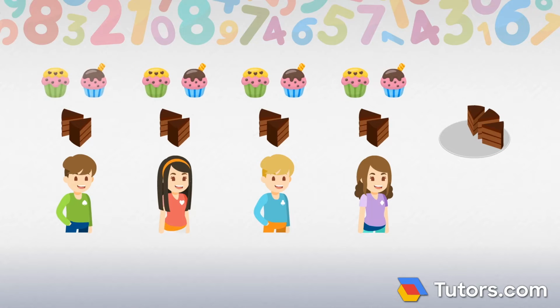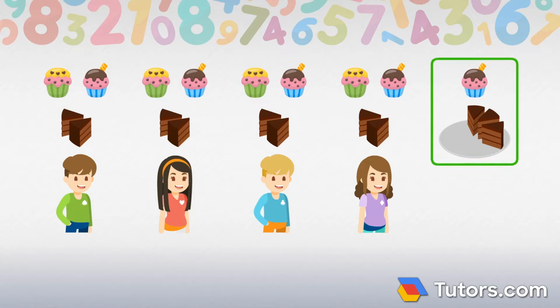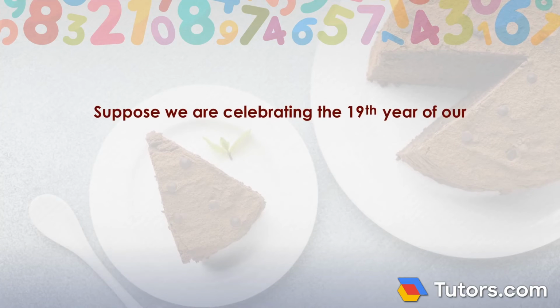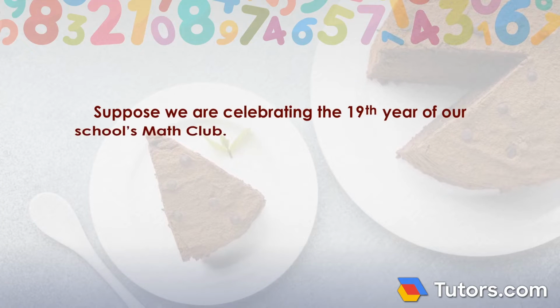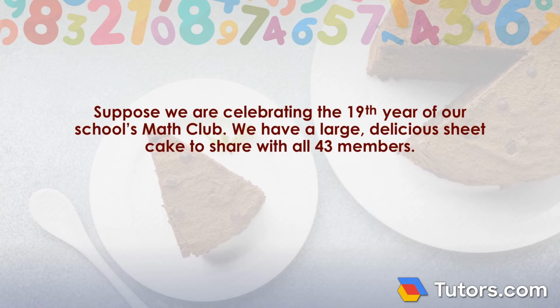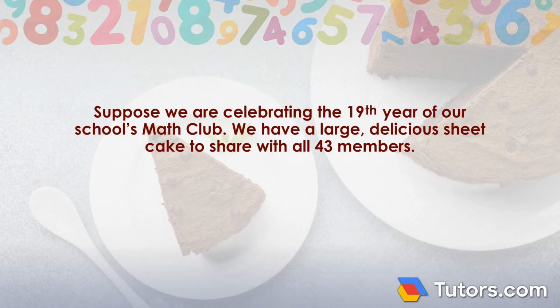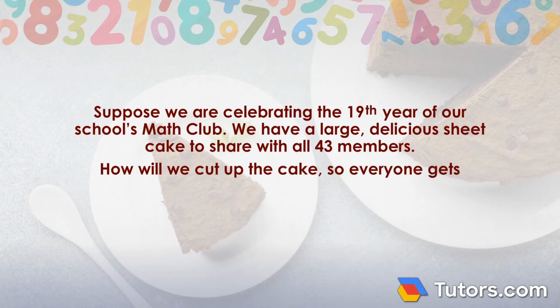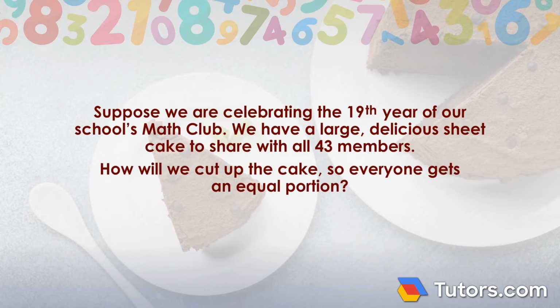We divide sets of items, like cupcakes, among a group, hoping each person can get a fair share. Any amount of the dividend that is not divisible by the divisor is the remainder. Suppose we are celebrating the 19th year of our school's math club. We have a large, delicious sheet cake to share with all 43 members. How will we cut up the cake so everyone gets an equal portion?